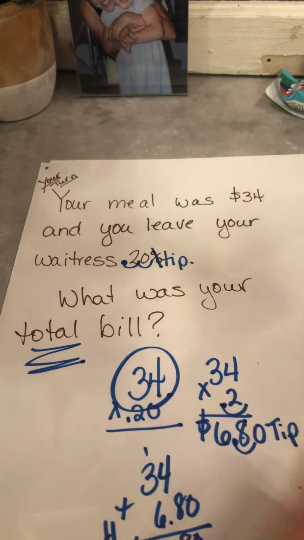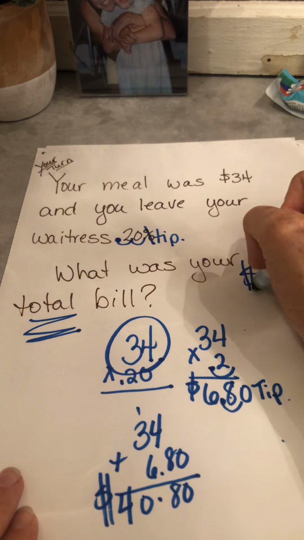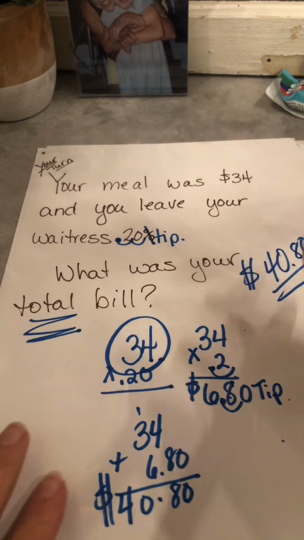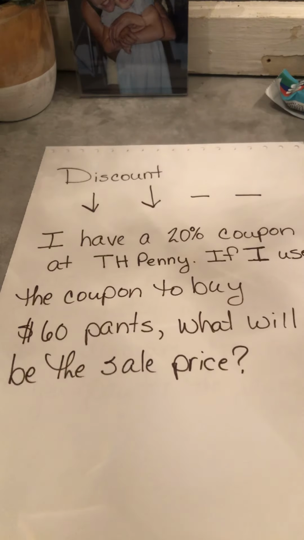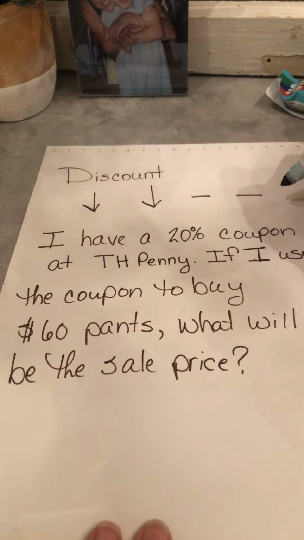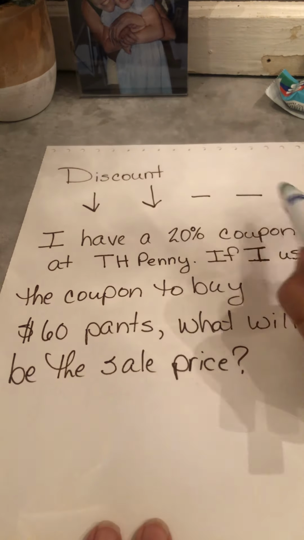That gives me $40.80. So how much I'm going to pay before I walk out of the restaurant is $40.80. Tax, tip, and profit are all done the same way. Now let's talk about discount. Discount, your price should go down. You should be subtracting. Remember, with tax, tip, and profit, your price went up and you added.